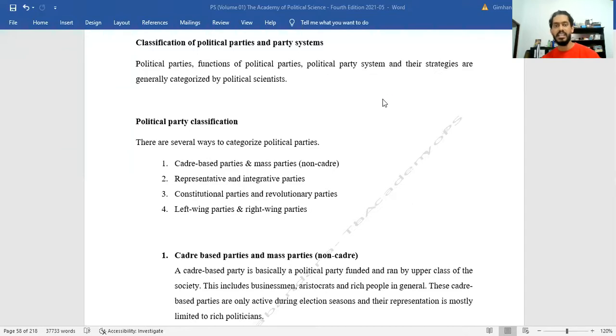And you can see that the members in these parties are rich people in the first place. So these are the cadre parties, parties that are supported and run by rich people, upper class, high profile people in the society. Mass parties mean the parties that are run by people like us, middle class people, right?